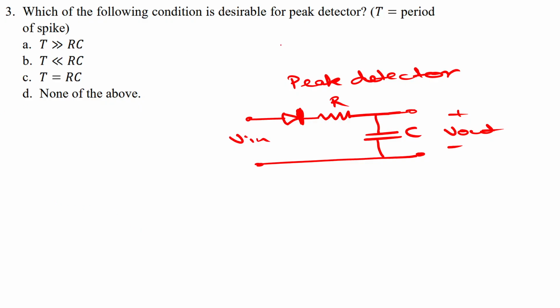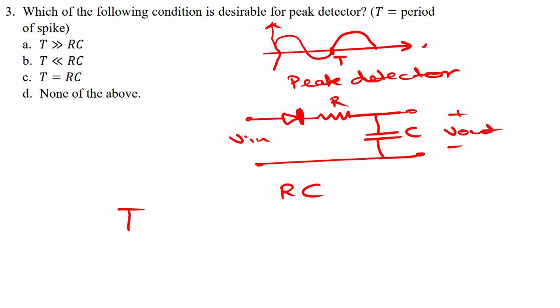So one desirable condition should be on the time period of the signal which is coming, the clock signal. Let's say it is a sinusoidal signal. So this is our time period T. And the time constant of a peak detector is RC. So according to regulatory bodies, the period of the spike should be greater than the time constant of the peak detector. So the time constant is RC, and according to regulations, the time period of those peaks which are coming should be, that's what was discussed in the lecture, right?